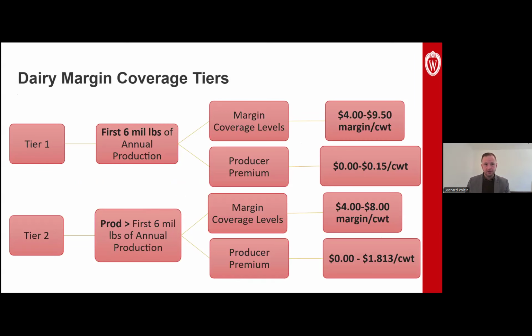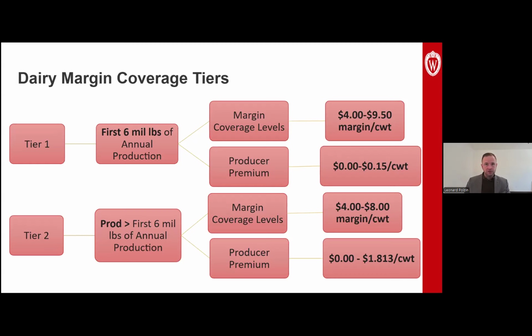Just some more mechanics here to visualize it. We have two tiers, tier one and tier two. This year, what changed in the program is that tier one went from 5 million pounds of milk to now 6 million pounds. So tier one is the first 6 million pounds of annual milk production, and we split into two decisions. The first decision is what margin coverage level do you want, that $4 to $9.50 margin. And the second is the premium level, so we'll take a look at where that is depending on the percent coverage.